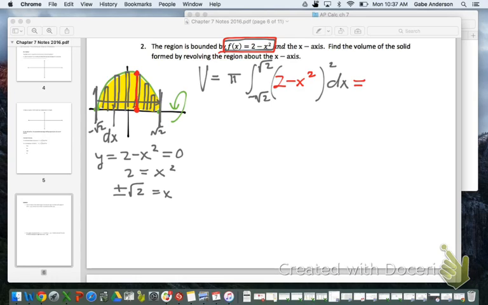So I got, with the calculator, using Math 9, 18.956. Okay, so that is it for the disk method. The next video will be about the washer method.